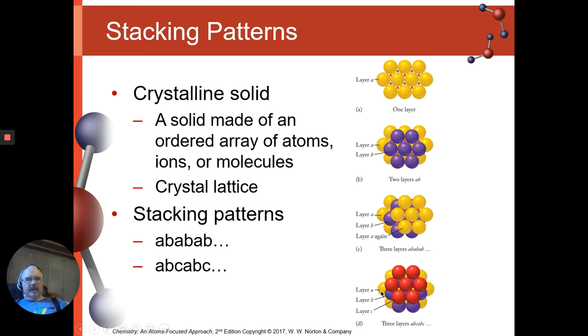Okay, and then for an ABC, it starts out the same. We've got these purple atoms that are in the spaces between the yellow atoms, but then the red atoms here are not directly above the yellow atoms. Instead, they're in the spaces of the purple atoms.